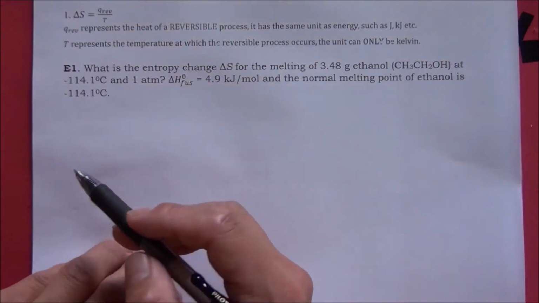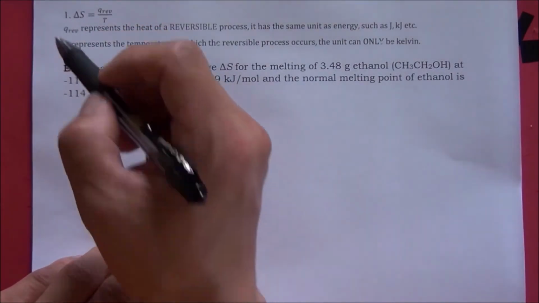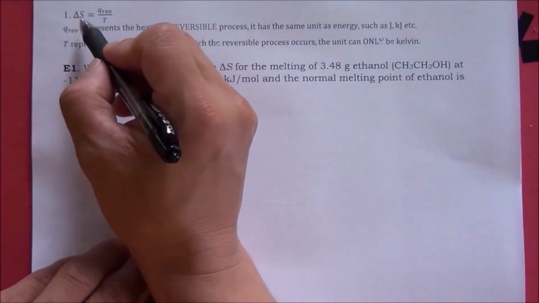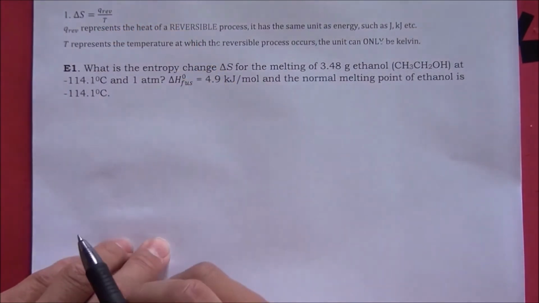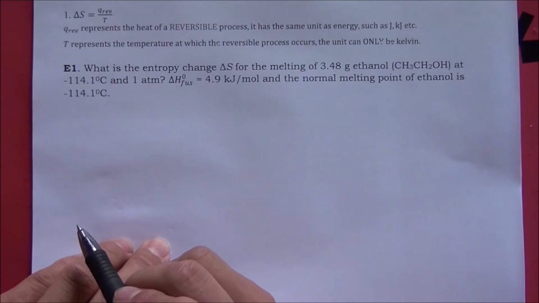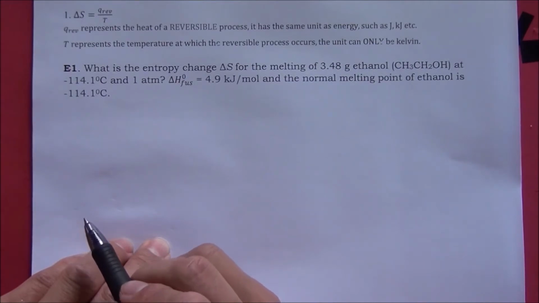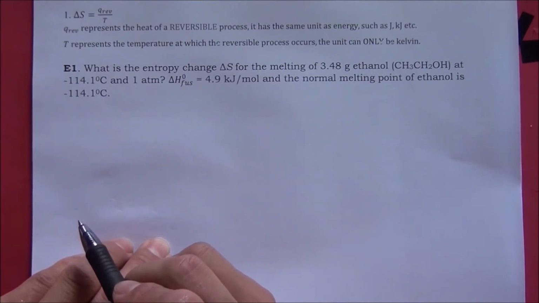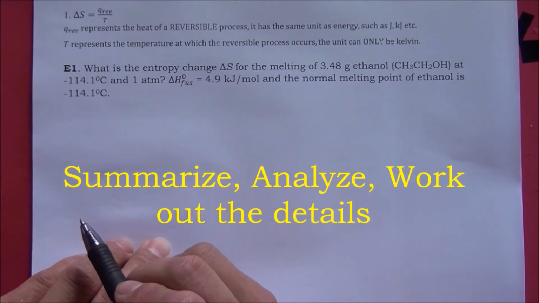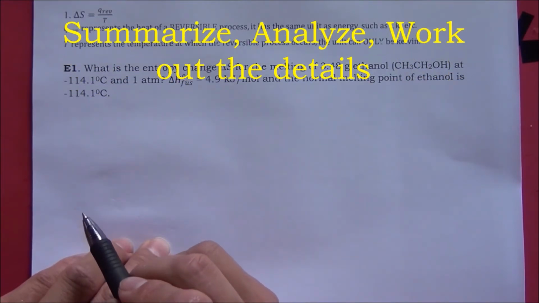Let me use an example to illustrate how to use equation 1 to calculate the entropy change during a process. As we always do, we will follow a 3-step procedure to try to find a solution for any given problem: summarize, analyze, and work out the details.